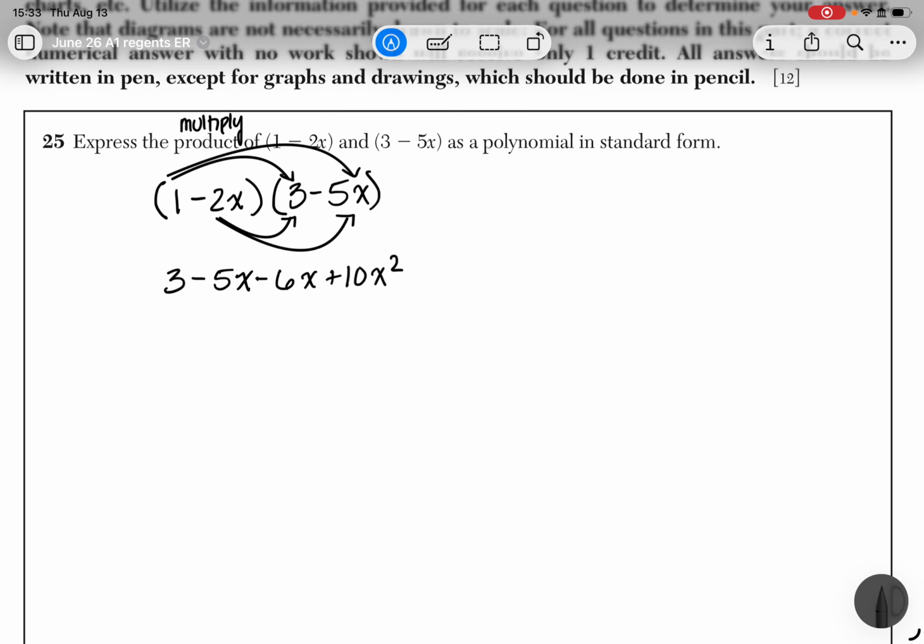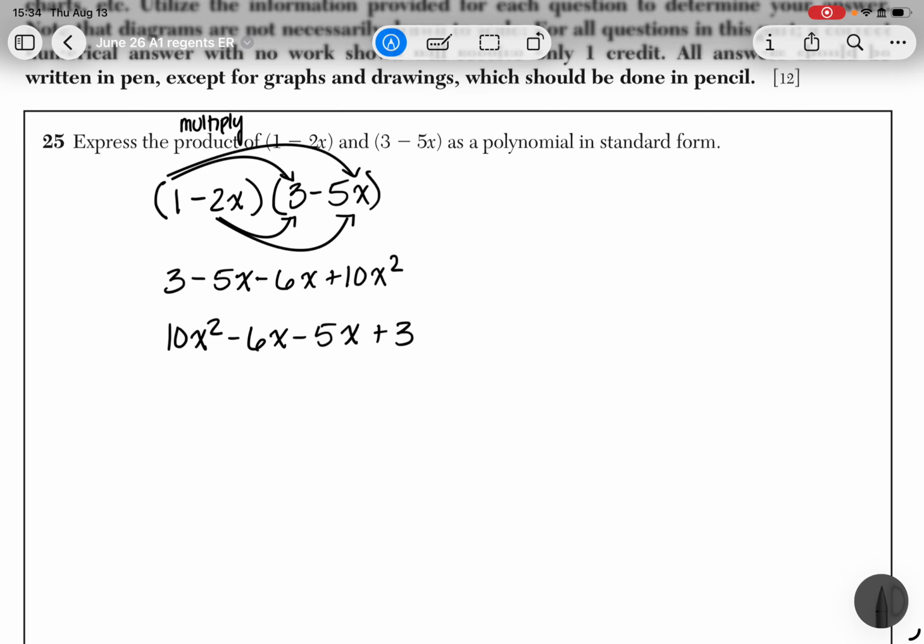First things first, I'm going to put this in terms of standard form before I combine the like terms, so that the term with the highest exponent, the largest degree, comes first, and then my constant, the number that stands alone with no variables, comes last. So I'm just going to use the commutative property to do this. So 10x squared minus 6x minus 5x plus 3.